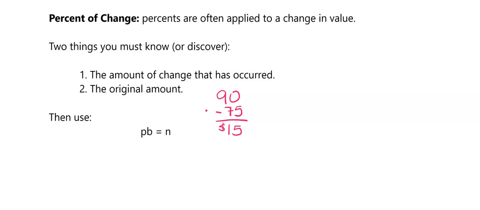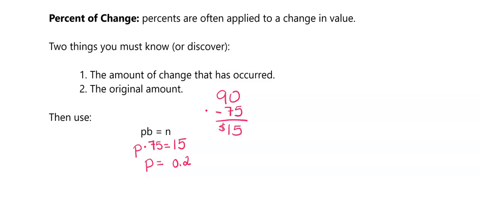But I want to know what the percentage is. So I need to know my original amount. My original amount in this case was $75, not $90. So what I'm going to do over here is I do not know what my percentage is, so that's going to be my variable. My base is 75. That was my original price. And now I'm not going to put a 90 over here. I'm going to put a 15. A 15 was my change. So percent times 75 equals 15. When I divide both sides by 75, I get P equals 0.2.